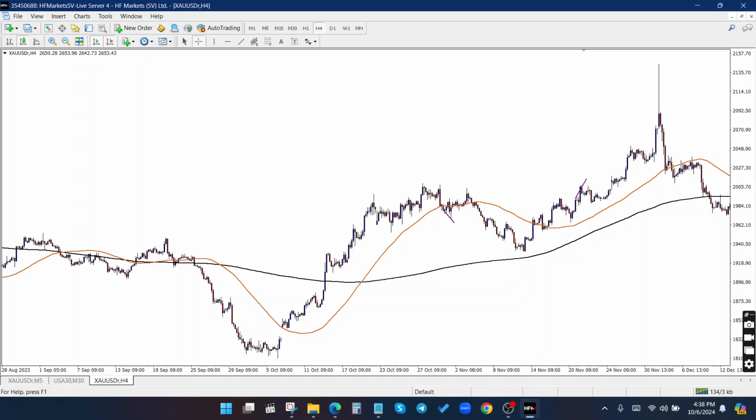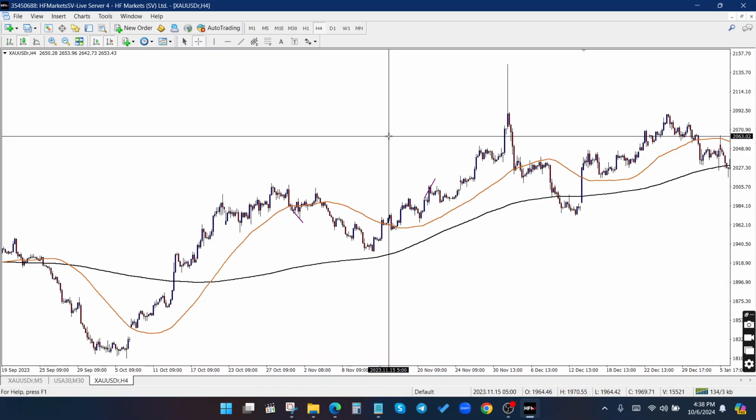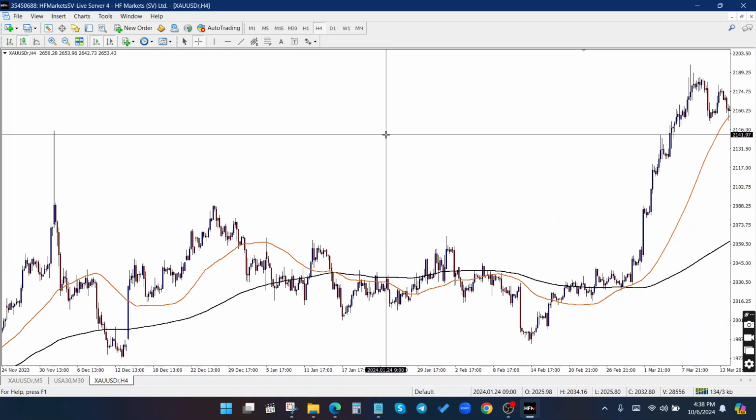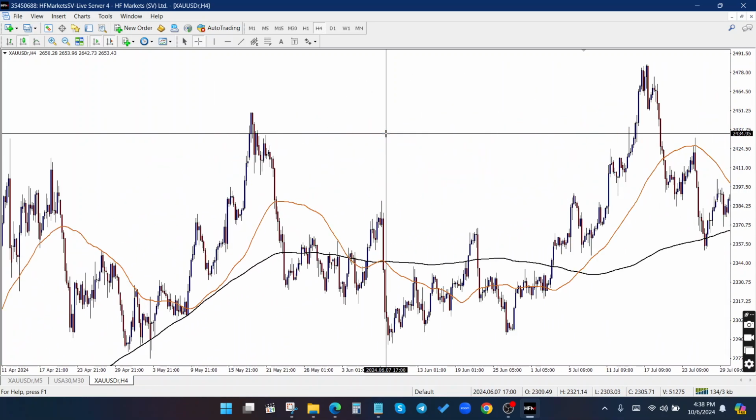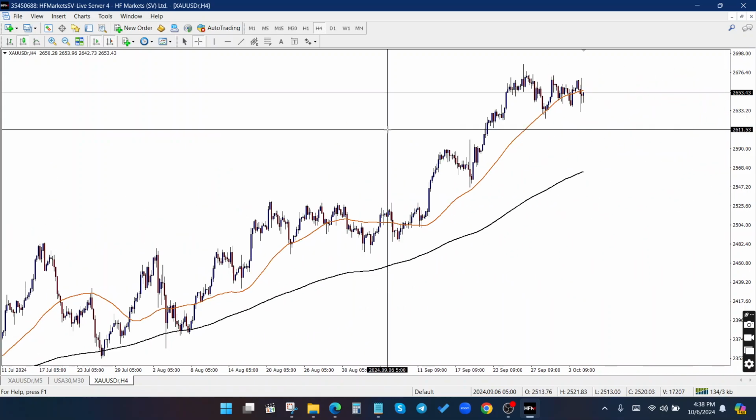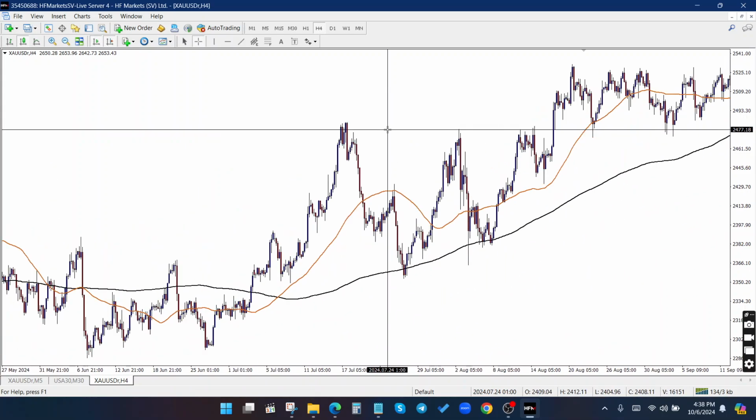Now, you can also combine your 200 MA with other indicators such as the RSI to gauge your momentum and your stochastic oscillators or any other indicator of your choice. You can decide to use those also for additional confirmation, guys. And you can use the 200 MA on your daily charts or on your weekly chart.